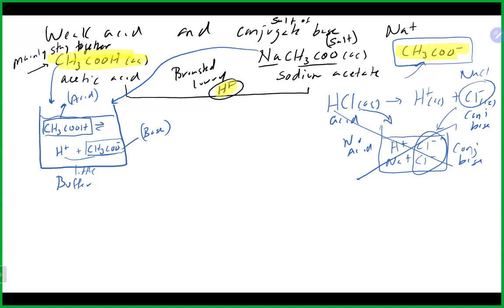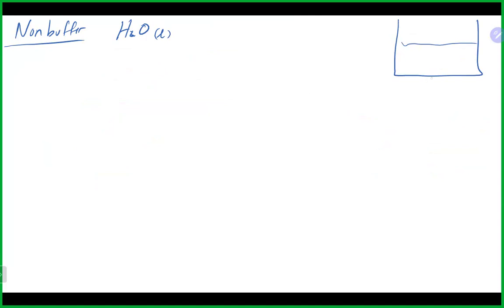So what happens when we do add, say, acid or base to a buffer? Let's talk about what happens actually when we add it to a non-buffer. As you saw in the experiment, something like water is a non-buffer. So if we take water, a beaker of water here, and we just have water basically, and we decided to add some hydrochloric acid to this beaker, kind of like what you did there.